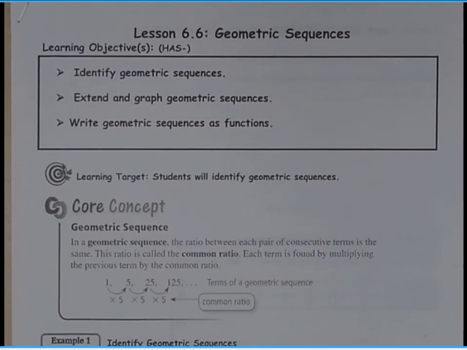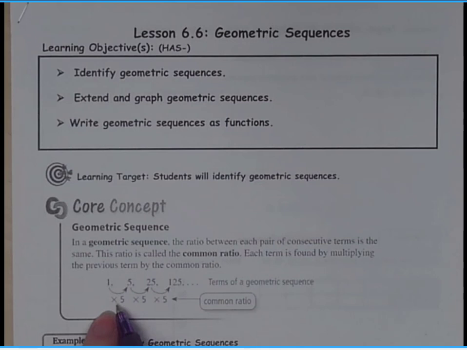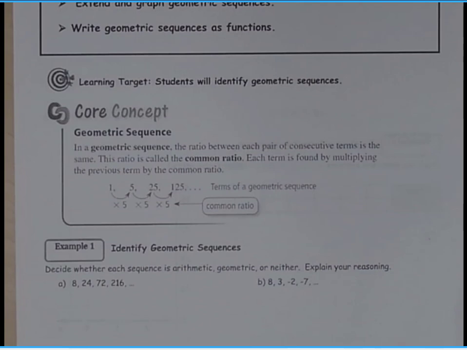All right, hey everybody, we're going to take a look at lesson 6.6 today, which is geometric sequences. Now, in the past, we've talked about arithmetic sequences, which was adding. Well, geometric sequences are multiplying. Now, we talked about this a little bit last week when finding different sequences. So, just a quick review.